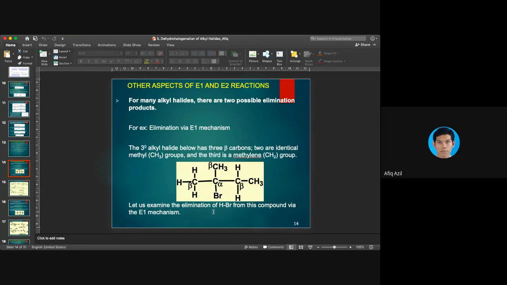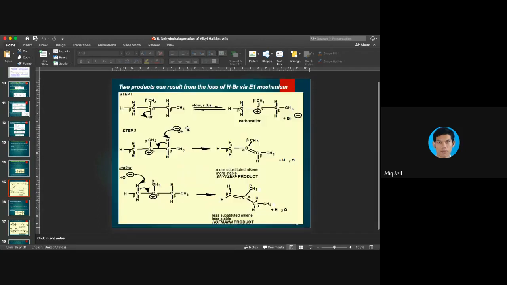So let us examine the elimination. Okay, what happens is you will get two different products basically. The first one, this OH group or hydroxy group takes this hydrogen from the methylene, the CH2, and the other one takes the hydrogen from the CH3, the methyl group, and you will end up with this structure of alkene and these structures.